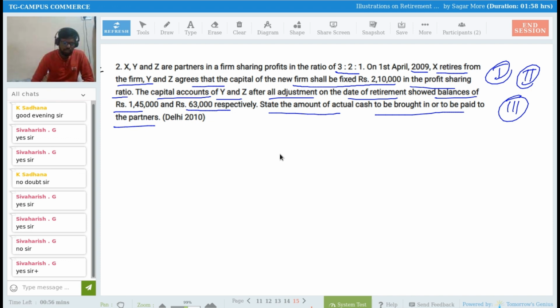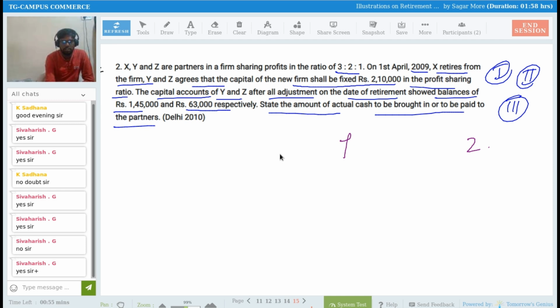I guess it's not the third one, it's the first one now, right? The capital is already given to you, 2,10,000. Am I correct? Yes. So who is the retiring partner here? X is the retiring partner. Who are the continuing partners? Partner Y and partner Z are the continuing partners, right?